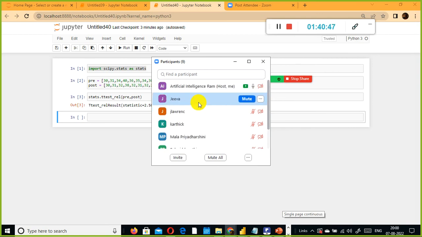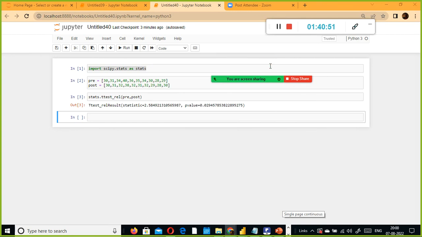Alpha, I mentioned, is 0.05. I don't know why you people are not concentrating. If p is less than alpha, we are going to reject the null hypothesis. What is the p value here?